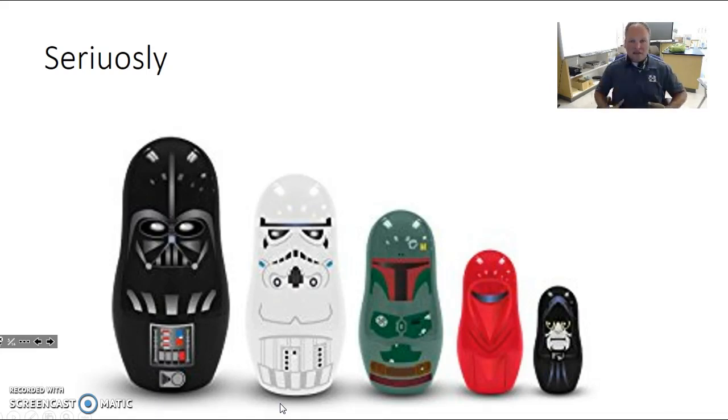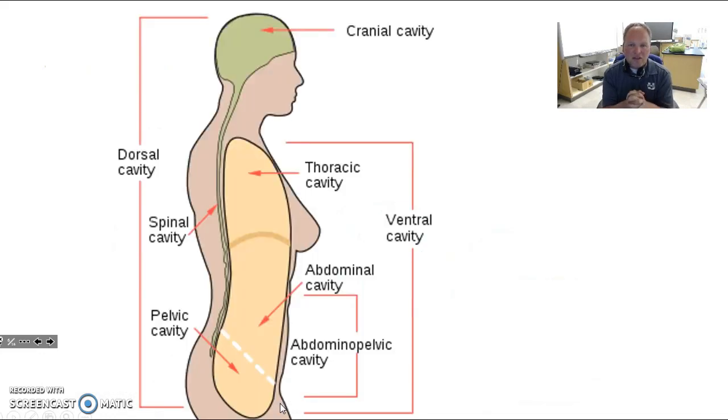There's so many problems they can have. So your ventral cavity is kind of like these dolls here. You know, like nesting dolls. You open them up and another one pops out. You open it up and another one pops out. So when you actually take these apart, they all have their own cavities.